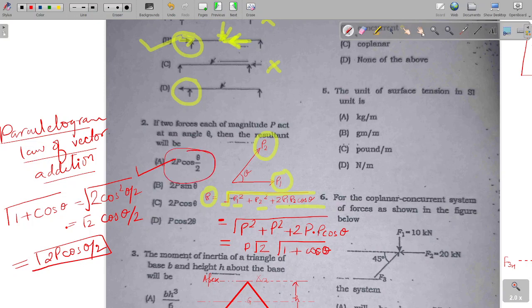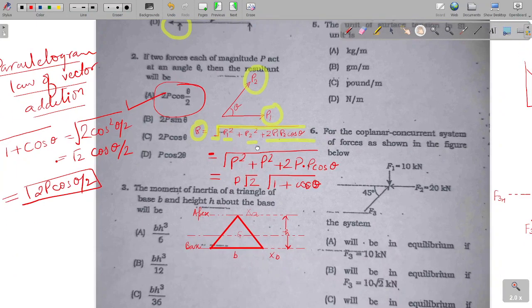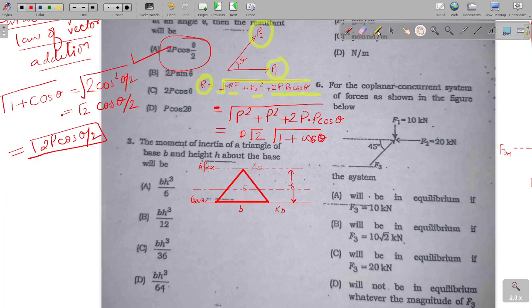Okay, so moving to our next question. The question says, the moment of inertia of a triangle of base b and height h about the base will be. So here's a triangle, I've drawn it to avoid loss of time. So there is its apex. Let's call the axis XA. Let's call this axis G, because this axis is passing through the center of gravity of the triangle.